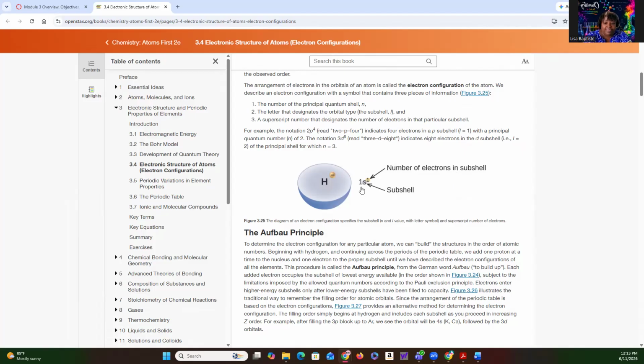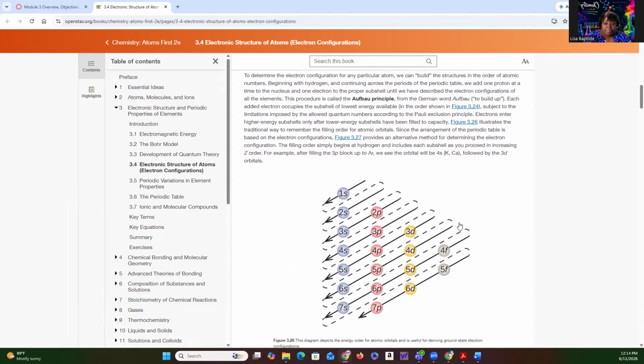So the way that we write this, we put the energy level first because hydrogen is on the first row in the periodic table. It's the first energy level. s is the subshell, and then 1 represents the number of electrons, right?